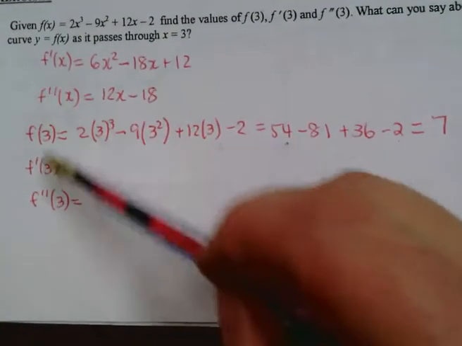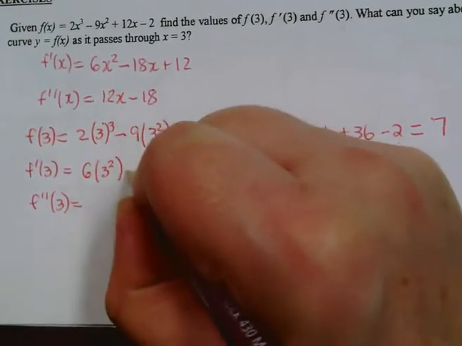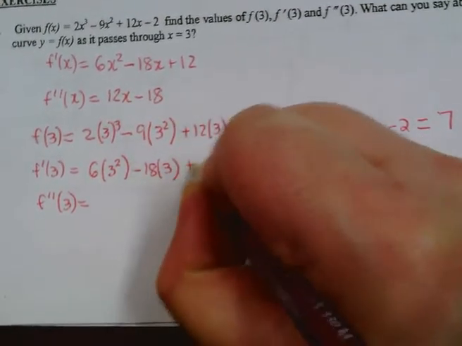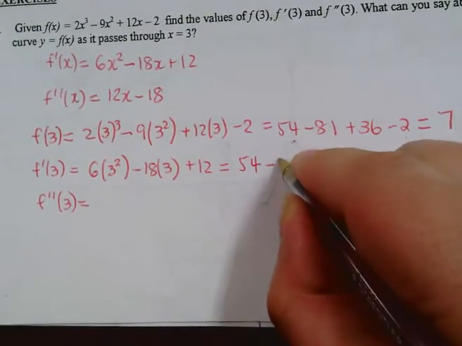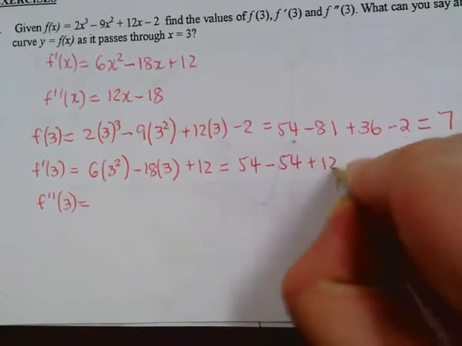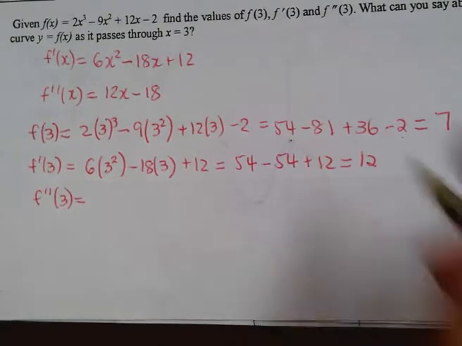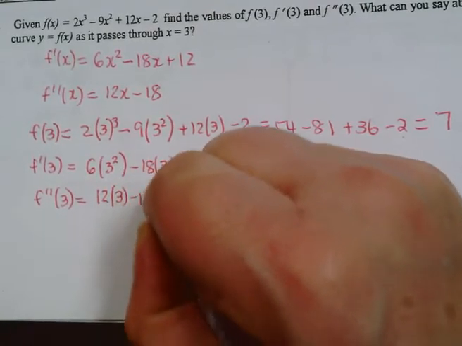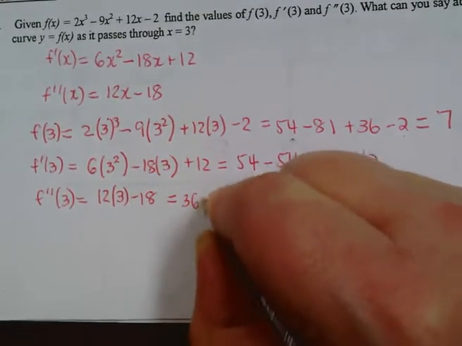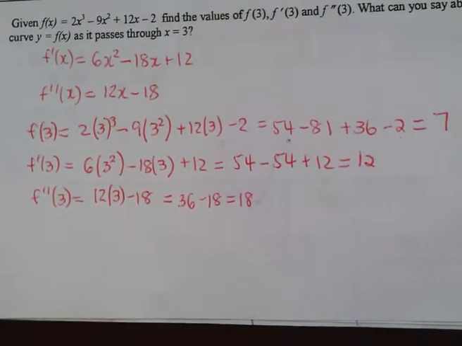What's f dash 3? You put it into f dash x, we get 6 times 3 squared minus 18 times 3 plus 12, 6 times 9, 54 minus, isn't that 54 as well? Plus 12, is that right? 12. And f double dash 3, put it into the second derivative, 12 times 3 minus 18, isn't that 36 minus 18, which is 18.